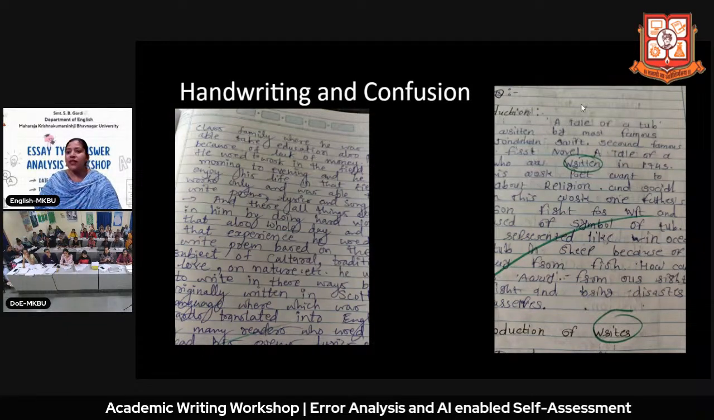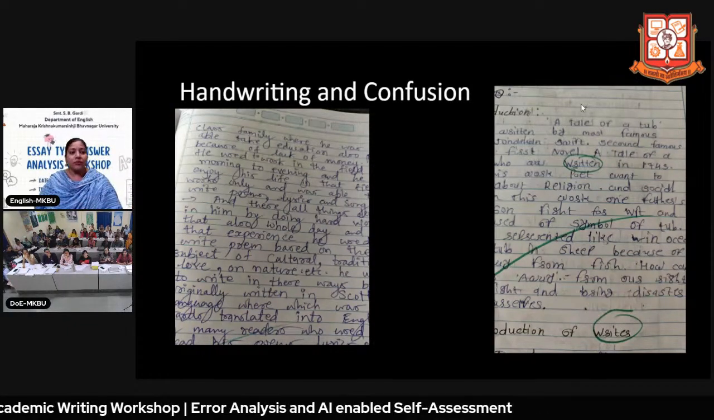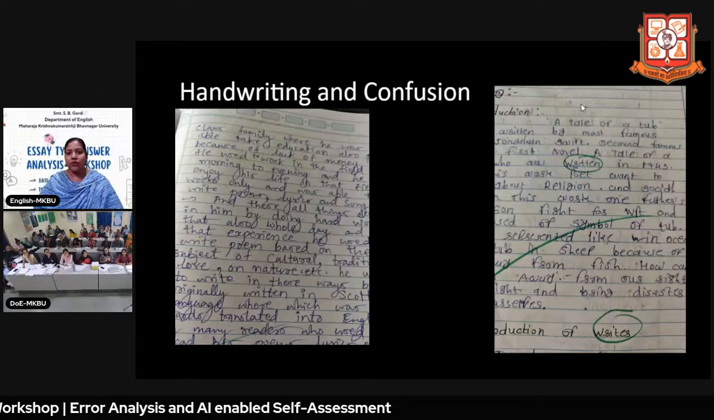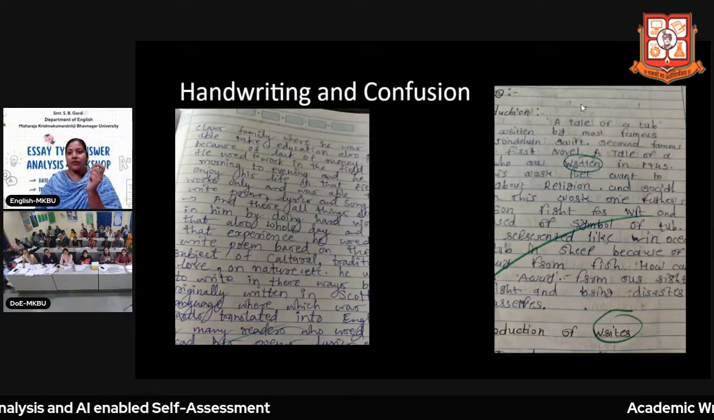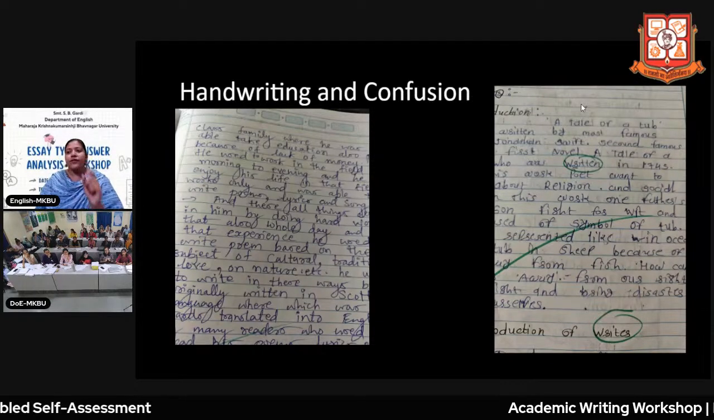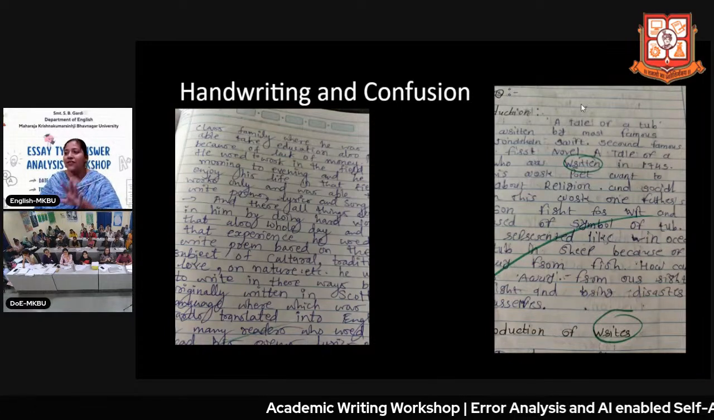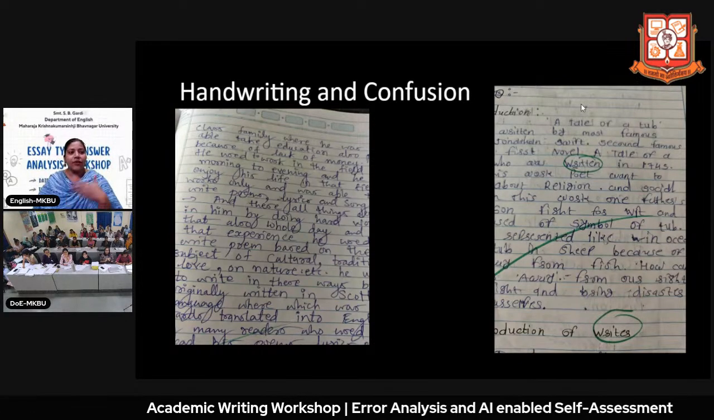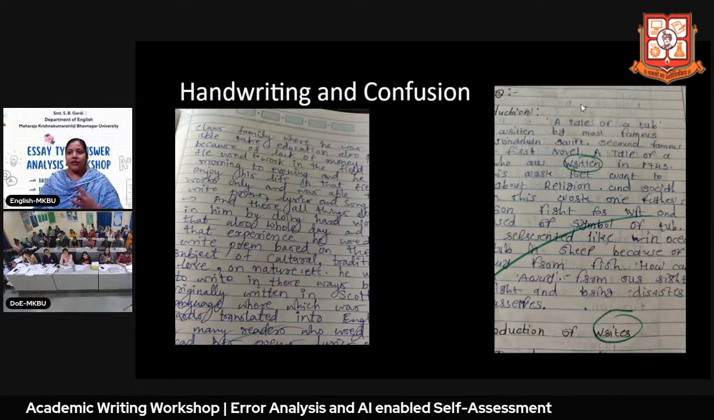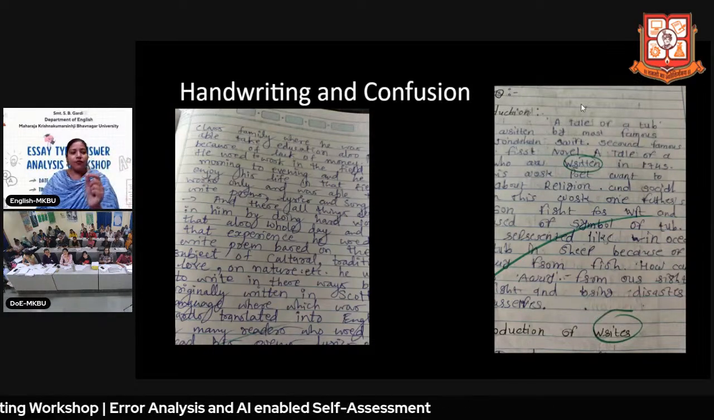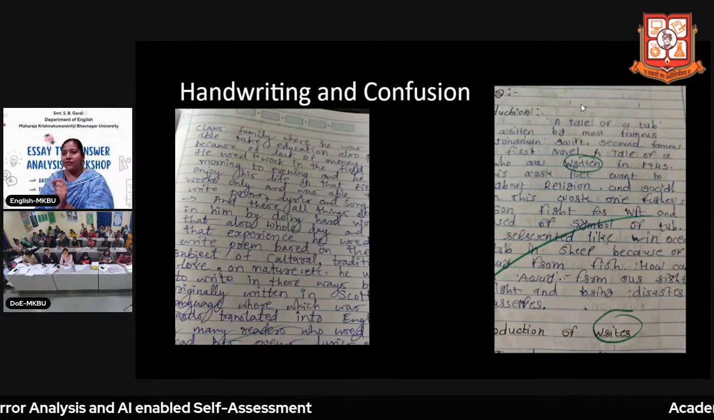So what happens is that content is very good, organization is very good. Just one minor error: the letters are not visible properly. That makes a kind of a mess in the paper. So those who are reading will find a spelling mistake. In a way, it is not. It is just the confusion between R and S.